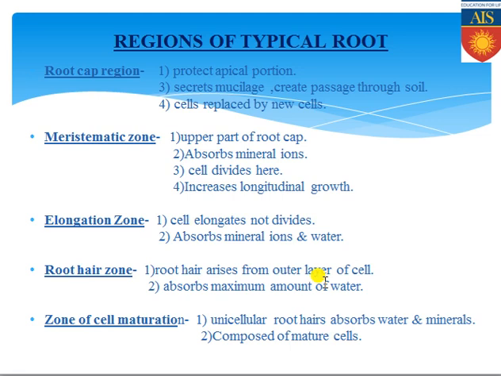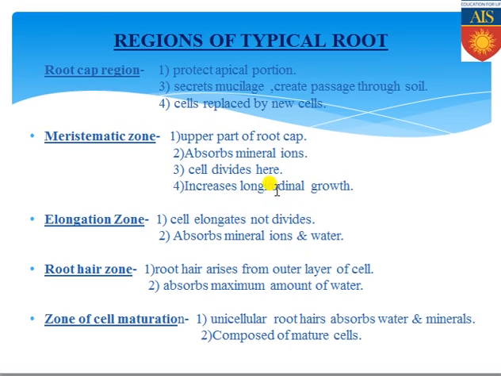It is responsible for secreting the mucilage, which is a slippery substance, and due to the release of that mucilage-like substance, a passage is created through the soil for the root. And if the cells present in the root cap region get damaged, they get replaced by new cells. So let's see the root cap region in the figure.